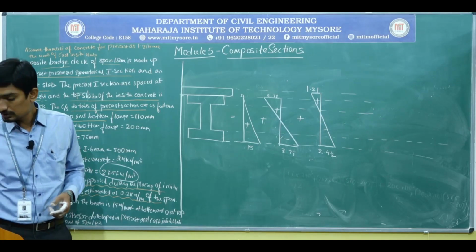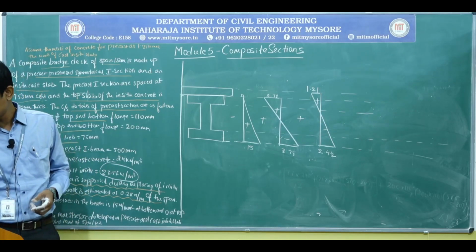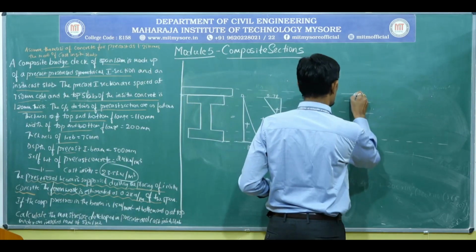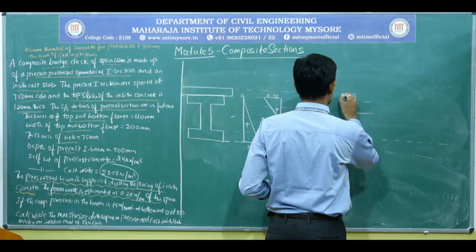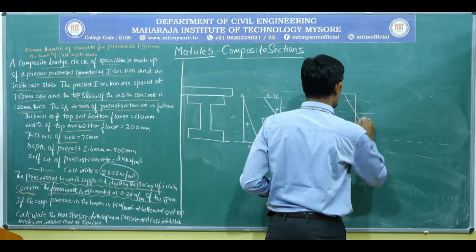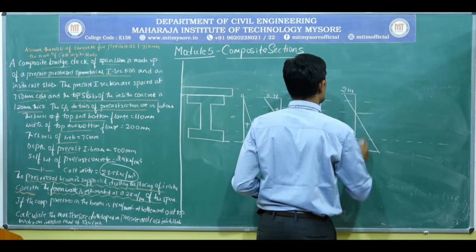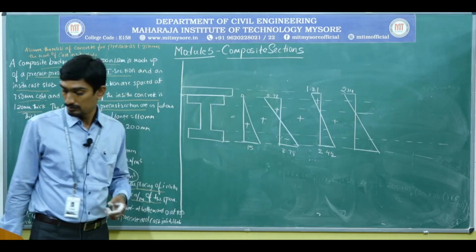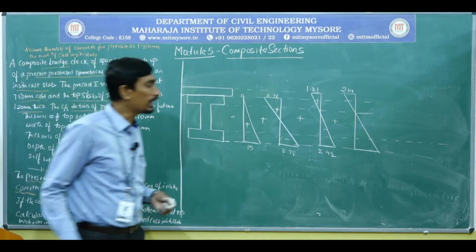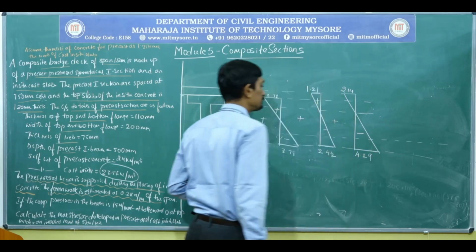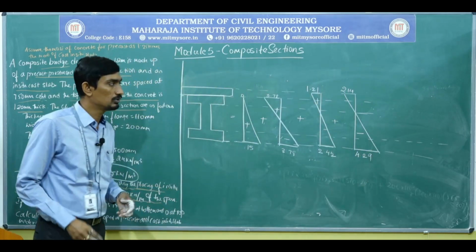Next thing is stresses due to the live load on the composite section, which is 2.14 and 4.29. So stresses due to the live load on the composite section: 2.14 and 2.14, and the next is 4.29. This is negative, 4.29. Am I right?